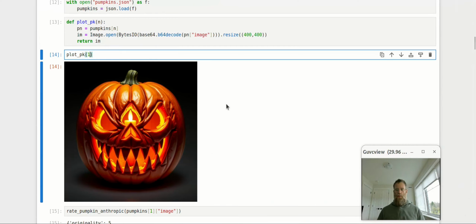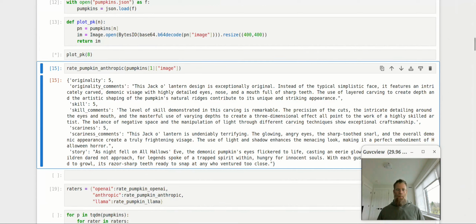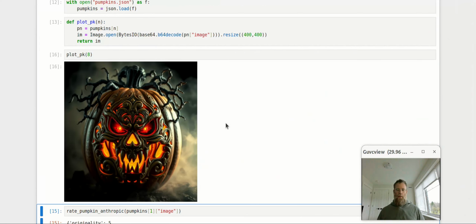So that's all we've had for you today. We have built a pipeline for generating and rating pumpkin images, and then we've built a secondary evaluation protocol for looking at how well the rater does.